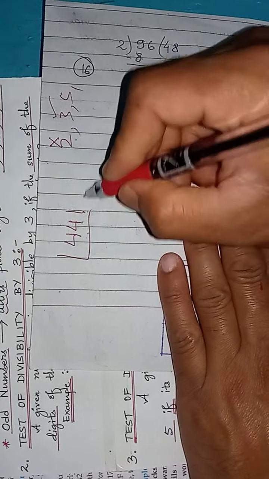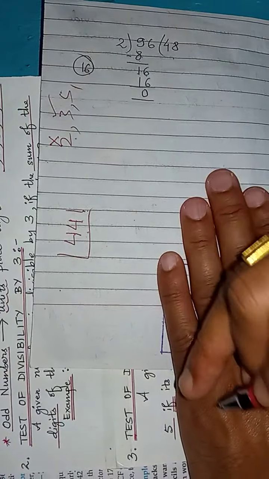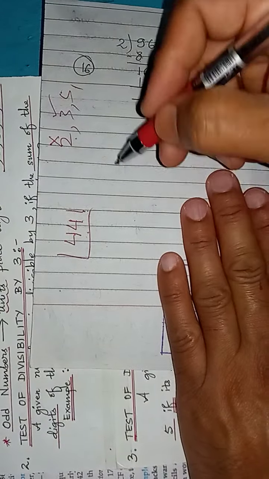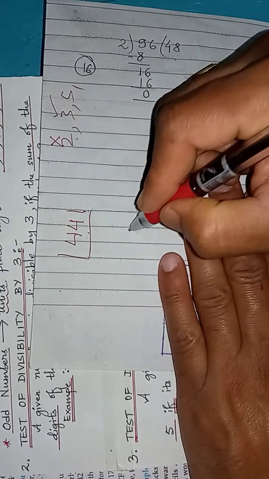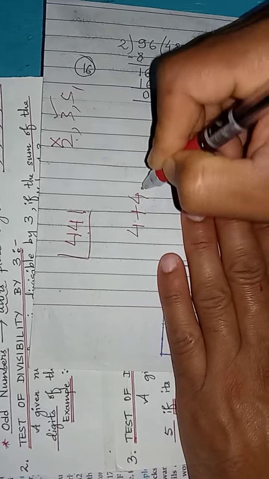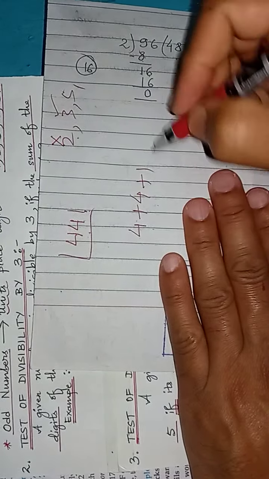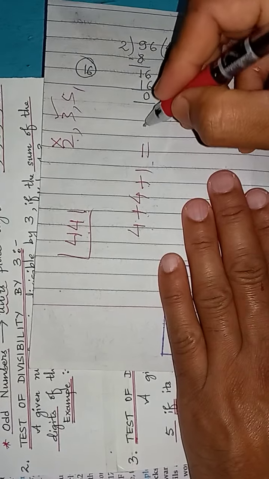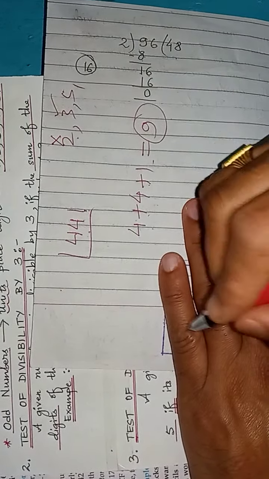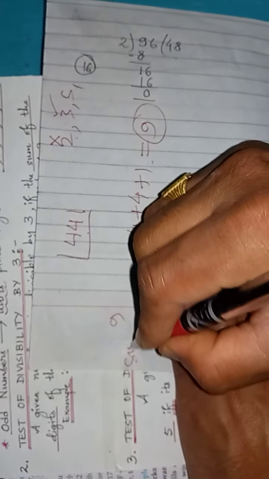Don't divide directly by 3 because it's a big number, and you'll waste your time if it's not divisible. So you can test first. Add all the digits of this number: 4 plus 4 plus 1. These are the digits 4, 4, 1. 4 plus 4 is 8, plus 1 is 9. So the sum is 9.